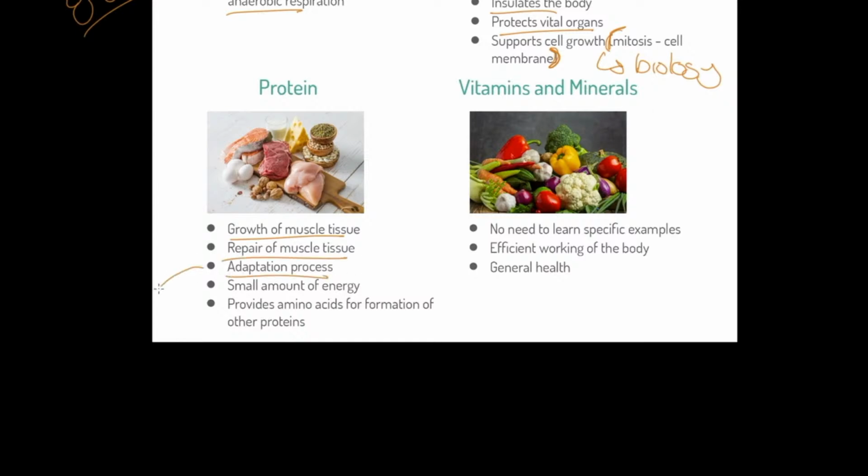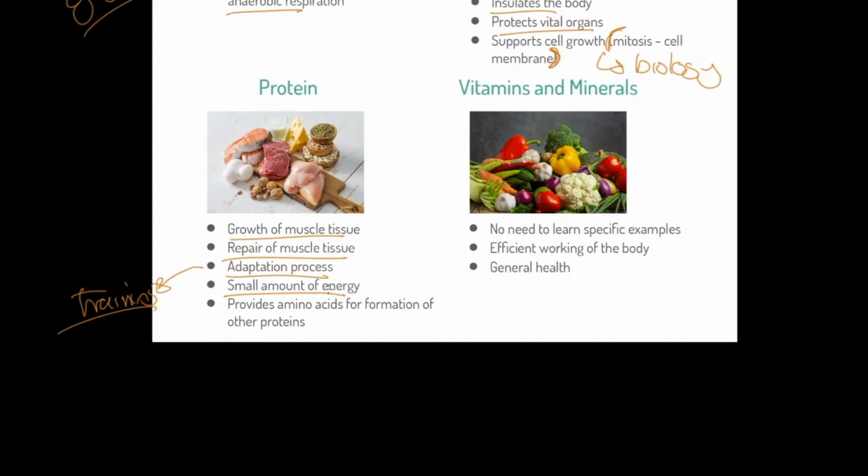When we adapt, remember, adaptation is from training, okay? So if we train, we get this adaptation. Small amount of energy from protein. Don't take this one too seriously. The human body would only use protein for energy under two conditions. One, if you were in absolutely extreme exercise conditions like an ultra marathon and you completely run out of fat and glycogen reserves, you could then start effectively absorbing your muscle tissue.